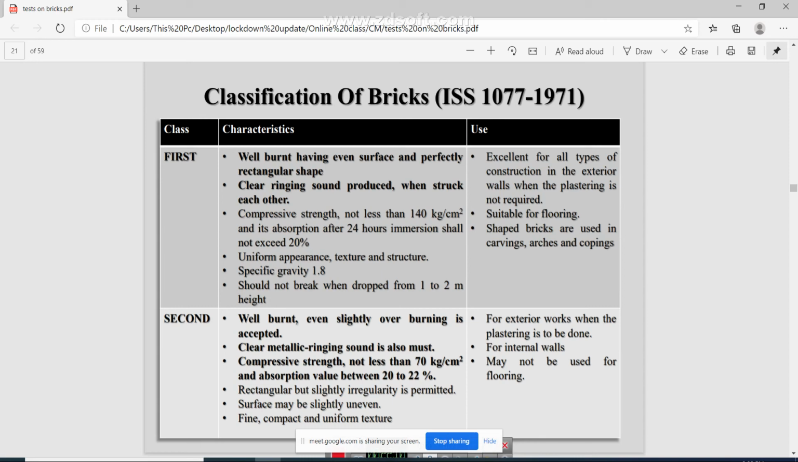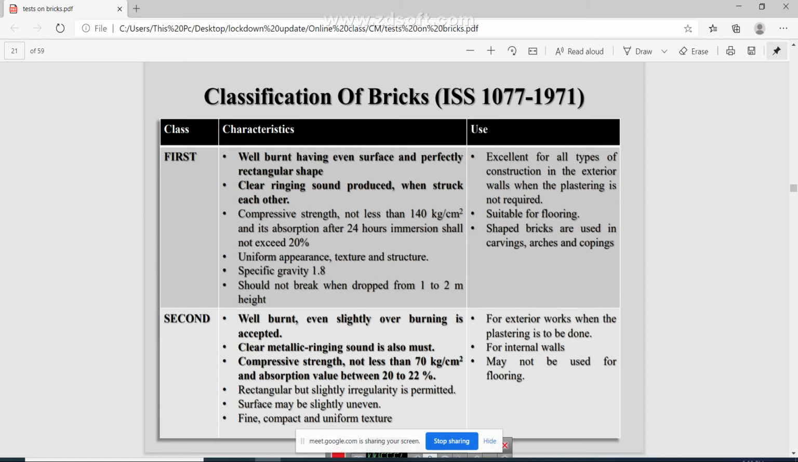So I have already told you that a well-burned brick has a very even surface and rectangular shape. So that does not demand plastering. So in such exterior masonry work, you will be going for first class brick. Then it is suitable for flooring. Okay, these are the different uses.